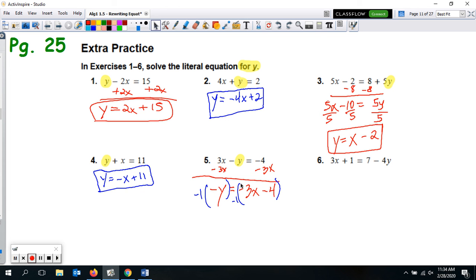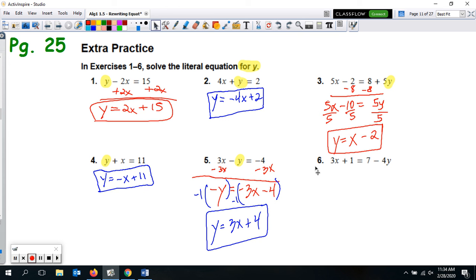So I'm going to put parentheses around both sides. Negative 1's on the outside, so negative times negative will leave me with positive y here. Now negative 1 times both of these is just going to change the sign, so it's a positive 3x and a positive 4. So it's y equals positive 3x plus 4. That's my answer.